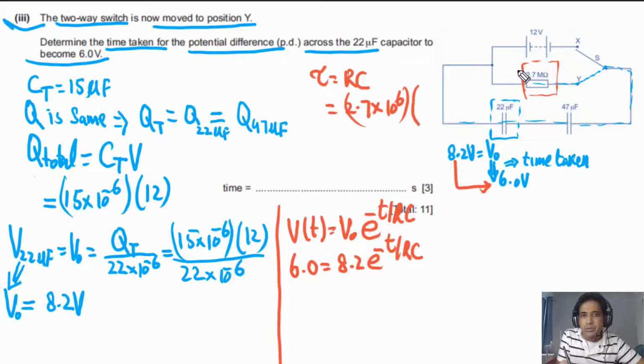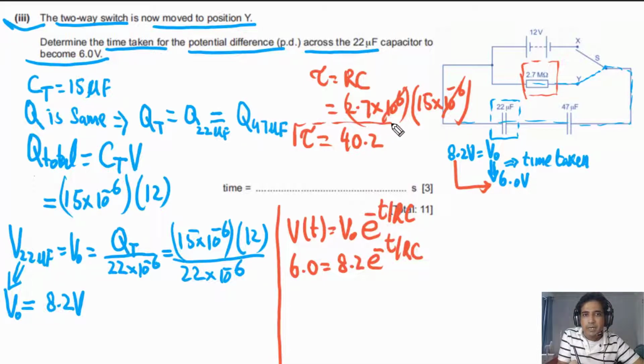Now you need to consider the total capacitance of the discharging circuit, not the capacitance of this 22 microfarad capacitor. So this C is the total capacitance, 15 times 10 to the minus 6. Now if you multiply this, 10 to the 6 and 10 to the minus 6 will cancel. So 2.7 times 15, we will get 40.2. So this is the value of RC. You can simply say this is our time constant.